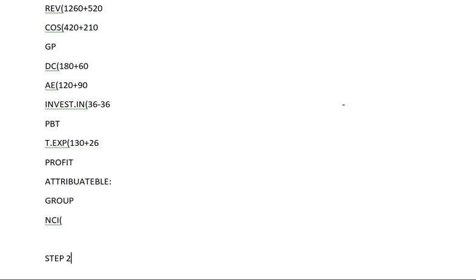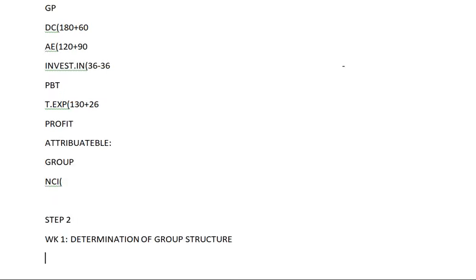Step 2, I've always told you, the first thing first is you determine the year of consolidation. But under this profit or loss consolidation, you may not start with that. You may just start with determining of the group structure, workings 1. Determination of the group structure. This is very, very important, please. If you check the marking scheme, determination of group structure is always half mark.